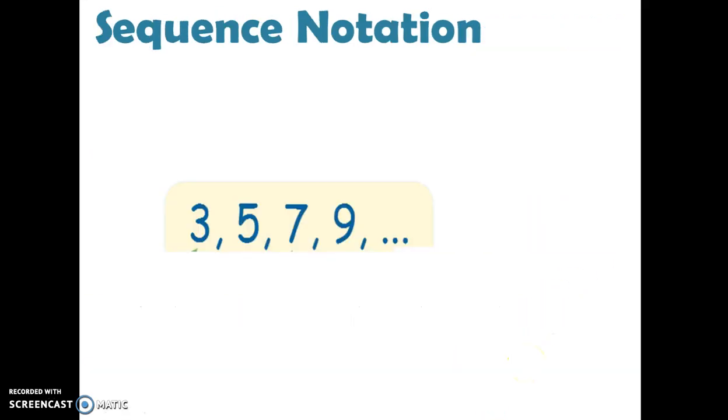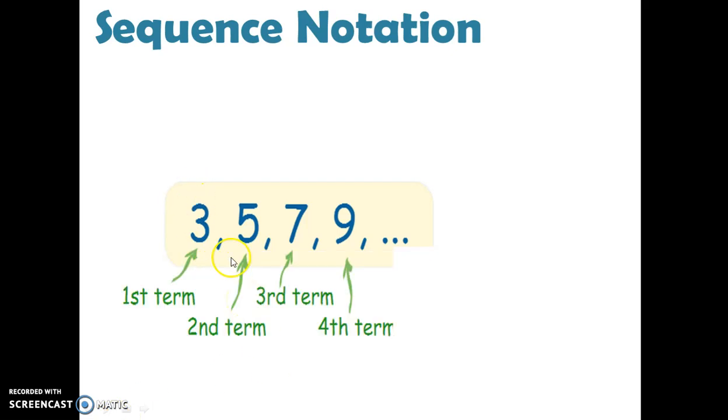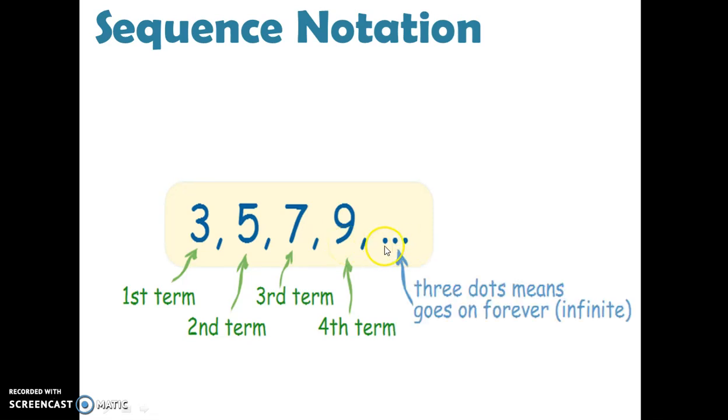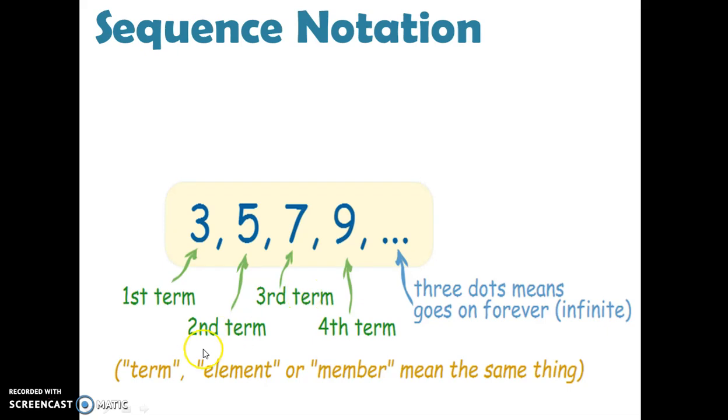All right, sequence notation. There's a way we usually denote the terms in a sequence that you should be familiar with. Here's a simple sequence: first term, second term, third term, fourth term. This ellipsis means that the sequence will go forever, or it is an infinite sequence. And the way we label the terms, we can call them terms, elements, members. These all mean the same thing.